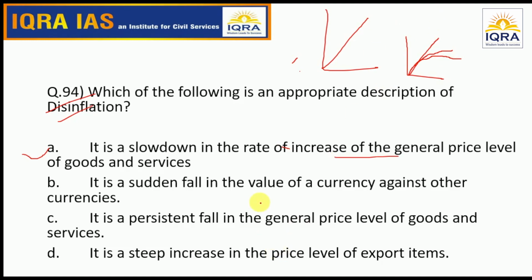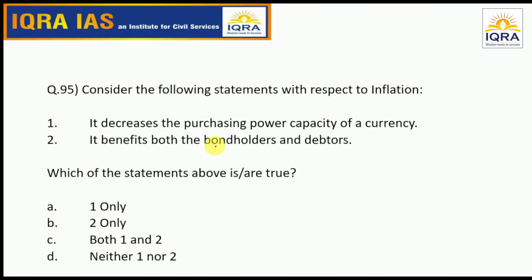So moving on to question number 95. Consider the following with respect to inflation. It decreases the purchasing power capacity of a currency. Yes. It benefits both bond holders and debtors. No, it is not going to help them. It is not going to benefit them, because they are going to gain from inflation, they are not in loss. So this is true, this is incorrect, so only one is correct.